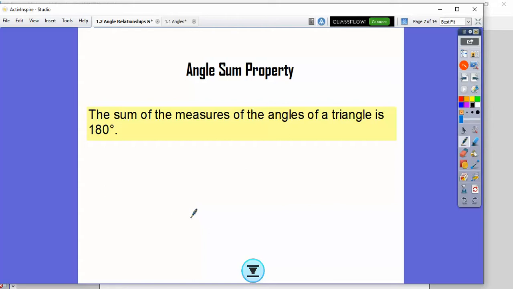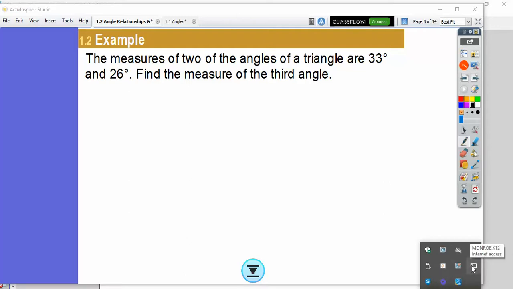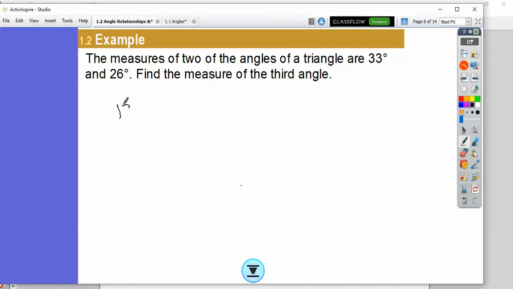Alright. So here is an example. I want you guys to do it on your own. So 180 minus 33 minus 26, and what did you guys get? 121. Alright, is that okay?